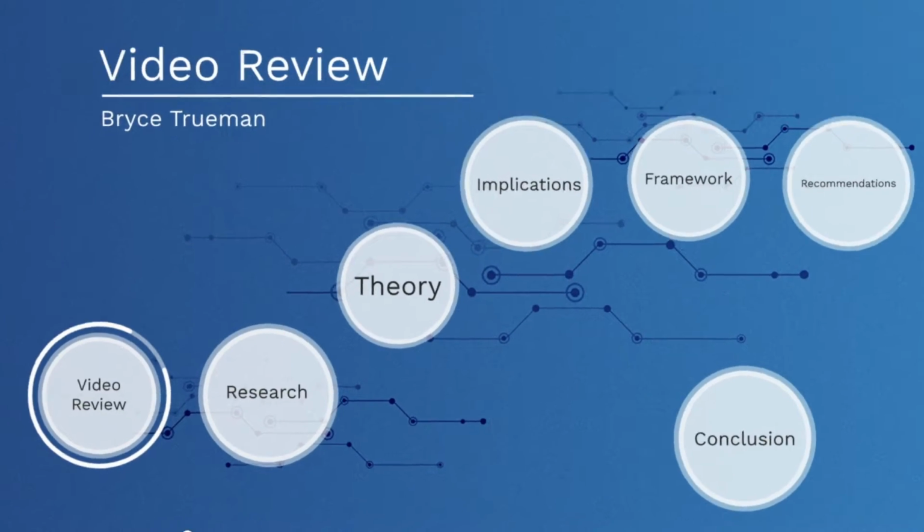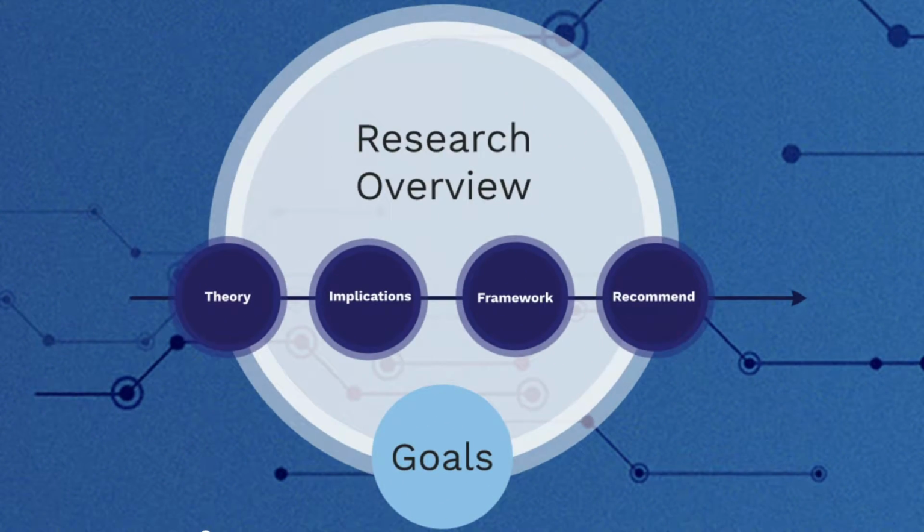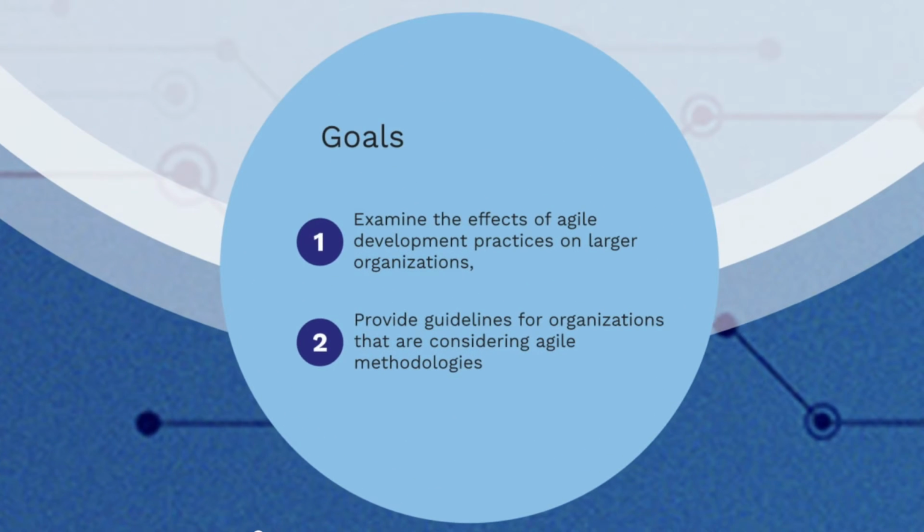This research can be broken down into 4 parts. First, the theoretical basis for outcomes of Agile methodologies. Second, the theory-based implications of Agile development in large organizations, a framework for choosing an Agile software development methodology, and lastly, provide recommendations. The research has 2 goals. First, to examine the effects of Agile development practices on larger organizations by reviewing and integrating scientific literature. And second, organize its theories and observations into guidelines for organizations that are considering Agile methodologies.